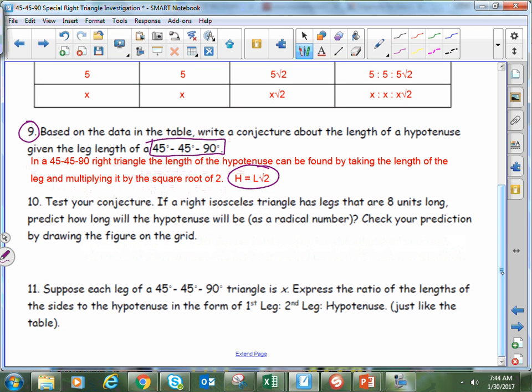So let's see part 10, test your conjecture. If a right isosceles triangle has legs that are 8 radical 2 units long, predict how long it will be as a radical number. Check your prediction by drawing it on the grid. Well, the rule says that the hypotenuse is equal to the leg times the square root of 2. So if we want to know the hypotenuse, I'm going to just say the leg, which is 8 units long, times the square root of 2. And since we're leaving it as a simplified radical number, I don't want the decimal value of that. I just say the hypotenuse should be 8 radical 2 units long.